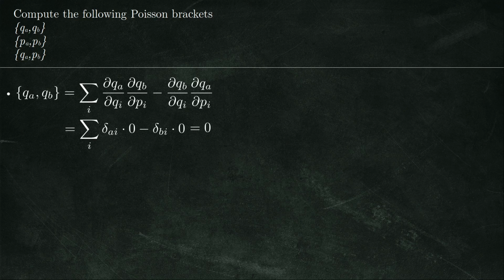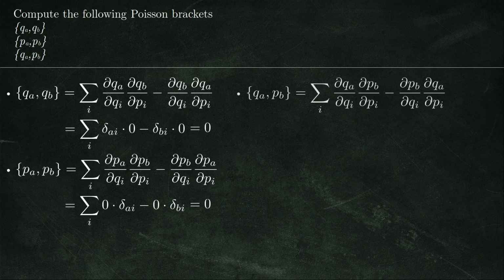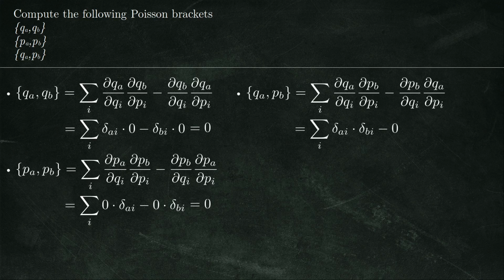Okay, now have a go at the next two, and then I'll put the solutions up on the screen. Okay, for the next one, we have the definition of the Poisson bracket. Things are 0 and the Kronecker delta in the same kind of way, and then that gets us 0. And then finally, for q and p, the first term in the sum is just 2 Kronecker deltas, and the last term is 0. We calculate the sum, we get delta AB.